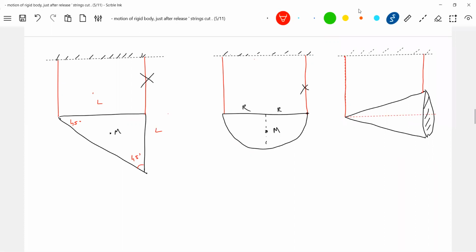There's the cone of height h, radius r, mass m. So the height is h, this will be. And I'm going to cut this string. So in all the three cases, find the tension in the left string just after the right string is cut.